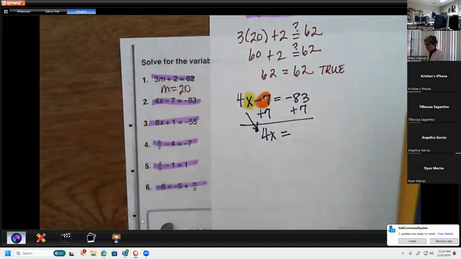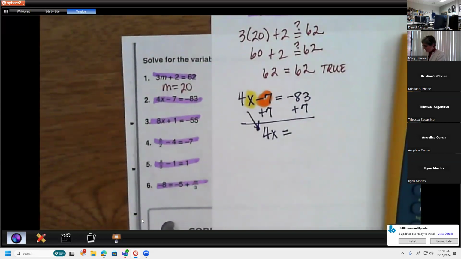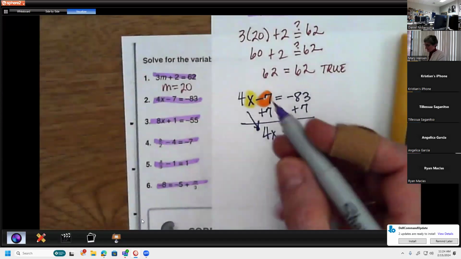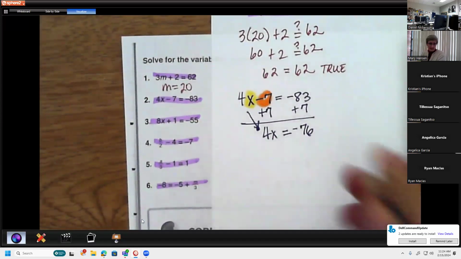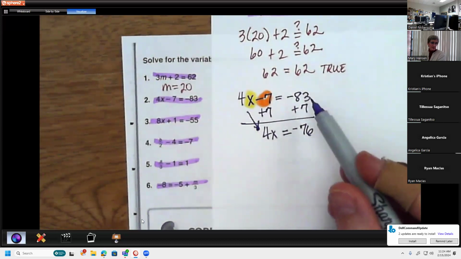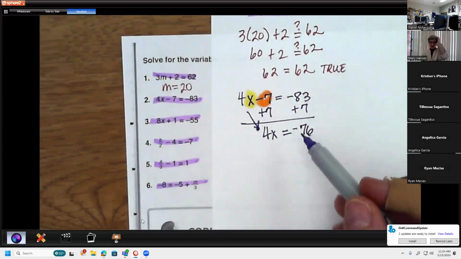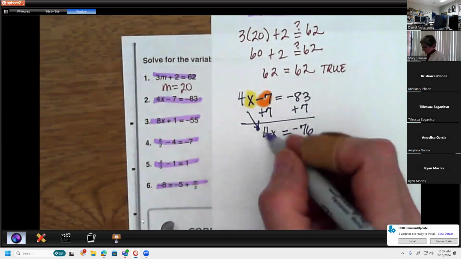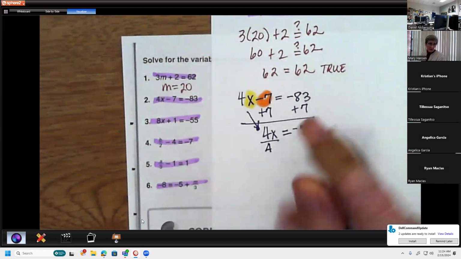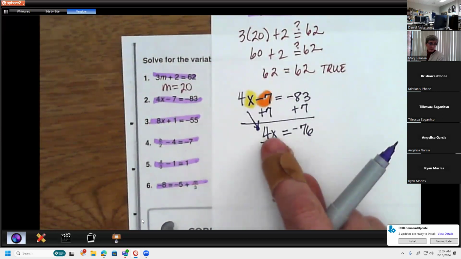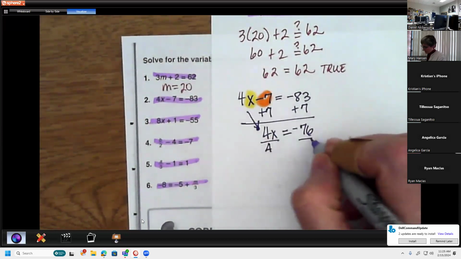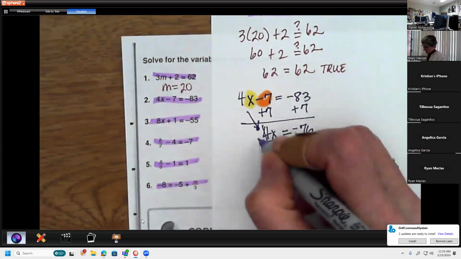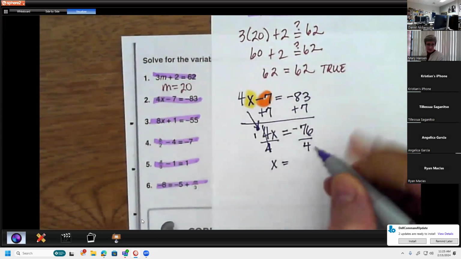You're welcome to use your calculator to find that answer. -76, thank you. Okay, signs are different, so we would subtract and take the sign of the larger. So 83 is bigger than 7. Now the next thing we need to do is divide by 4 because this is multiplying by 4, and 4 divided by 4 is 1, leaving me just my x.